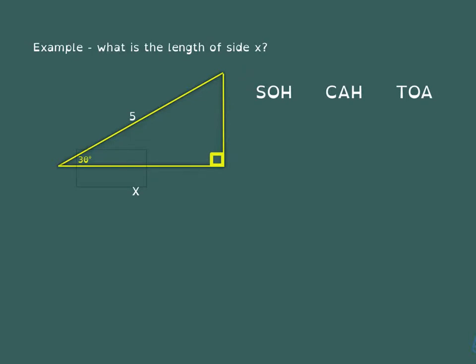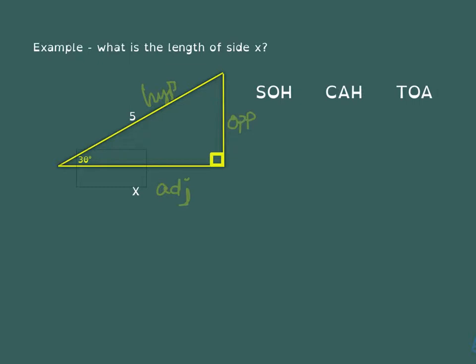So side x is down here. This is what we would call the adjacent side to that 30 degrees. So I'll write an ADJ there to keep note. This side over here is going to be the opposite, so I'll write that. And then, of course, that 5, because it's the longest side of that right triangle, that's going to be our hypotenuse. So I'll write HYP.